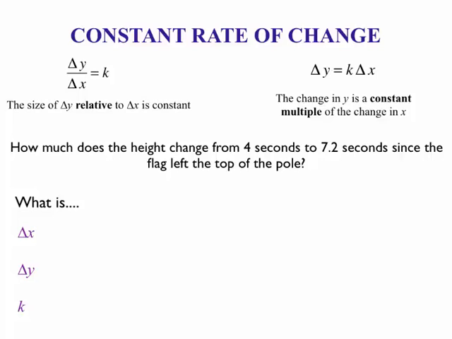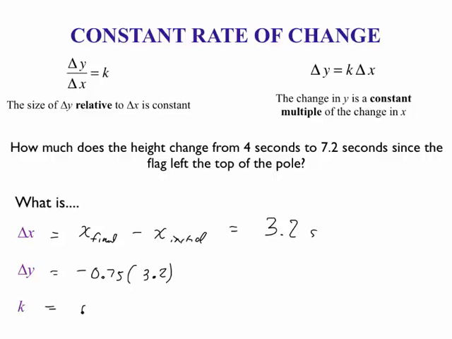Okay, what's the change in x? 3.2. Final value of x minus initial value of x. So this is the general idea: x final minus x initial. So 7.2 minus 4 is 3.2 seconds. Delta y then is... any change in y is the constant multiple times the change in x. And our constant multiple is k, times delta x, which is 3.2. K is negative 0.75.